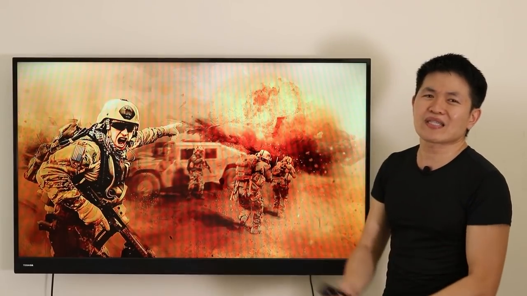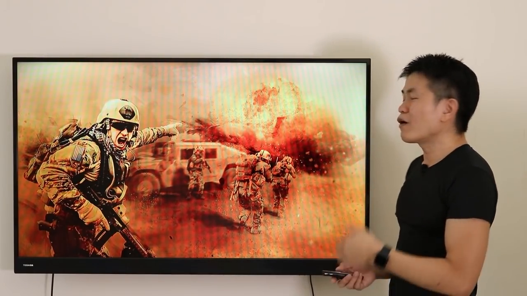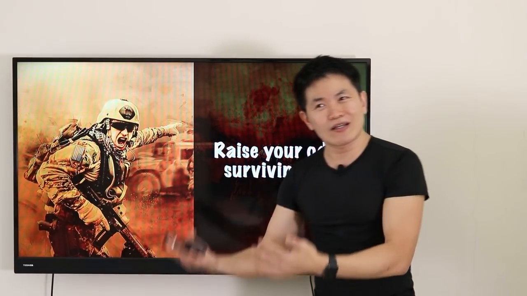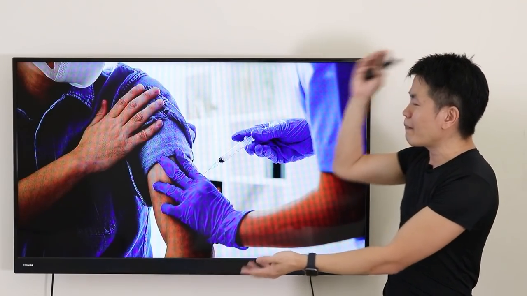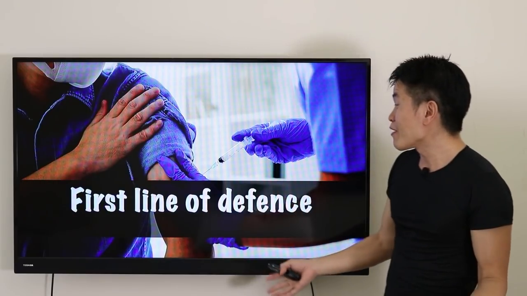So we just face it. If you are confident enough that your immune system can fight it, just live normally. And then, of course, you need to raise your odds of surviving COVID. But in order to raise the odds, you need to know the numbers. Next, we need to look at numbers. The first thing you need to do is vaccination. Vaccination is just like a first line of defense.